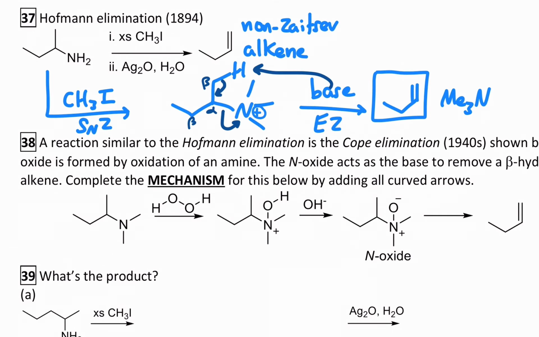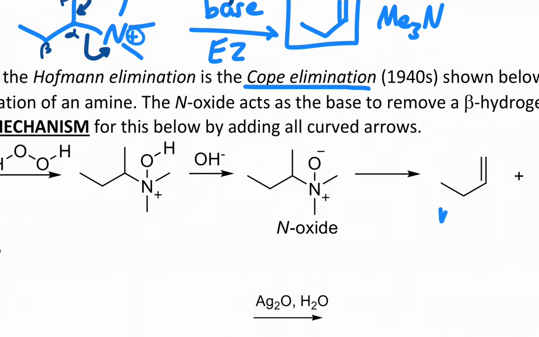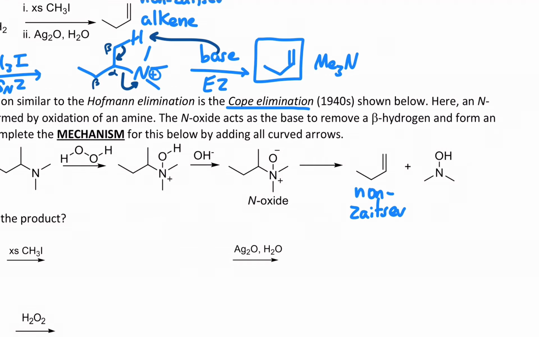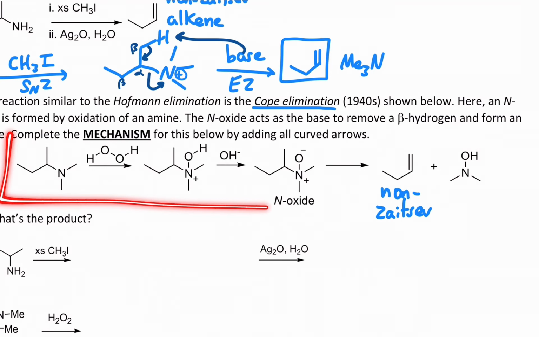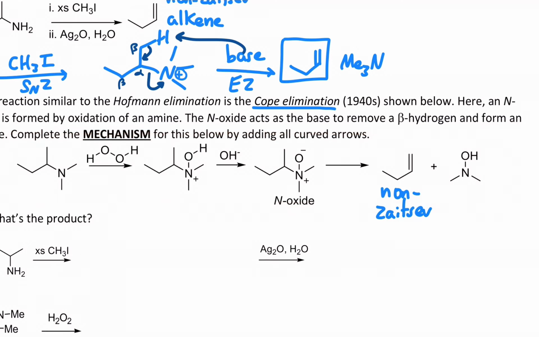There's a very similar one that came about 50 years later called the Cope elimination. It also involves an E2 to make a non-Zaitsev alkene, but it's very clever in that it works with an intramolecular version of an E2. So what I'd like you to do is take a look at this reaction scheme, which is the complete mechanism on your notes, just missing the curved arrows. So hit pause and see if you can add curved arrows to this mechanism for the Cope elimination.